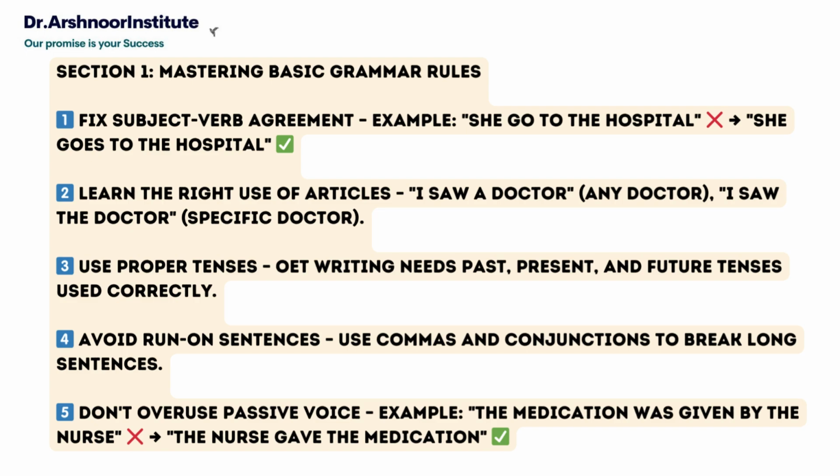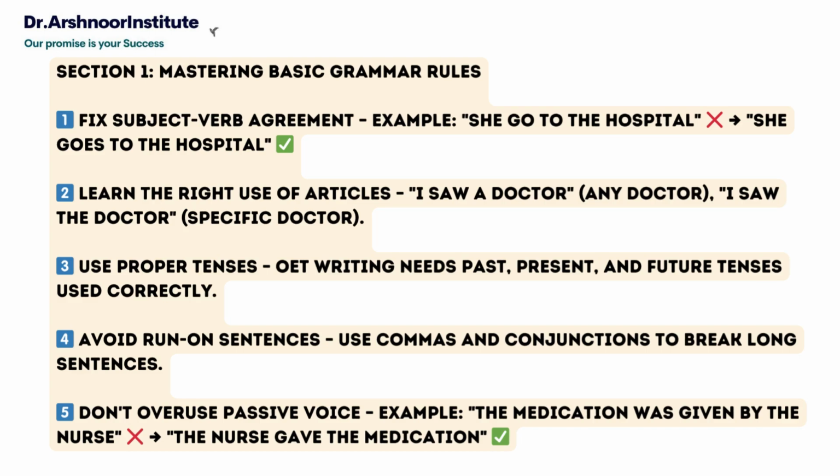And the fifth one, don't overuse the passive voice. For example, "The medication was given by the nurse." You need not write like this. You can simply use the active form: "The nurse gave the medication." Again, here we can use some more sentences to make it accurate.